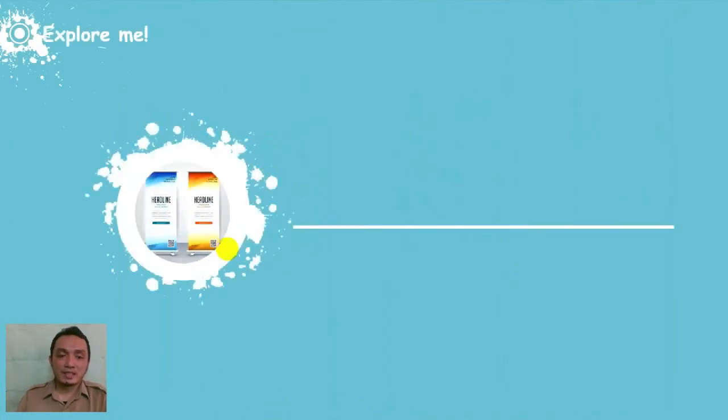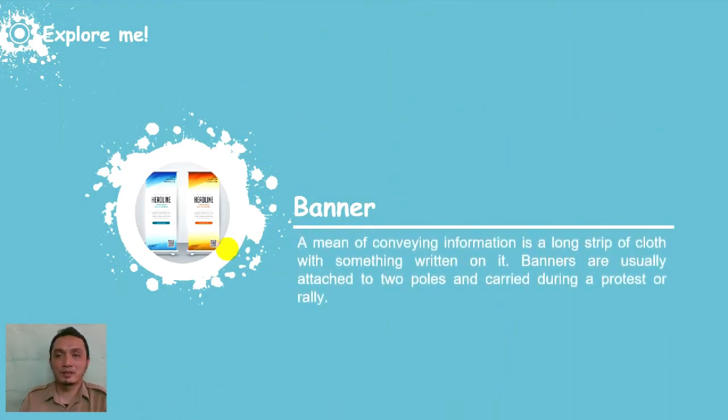And then the last of the discussion is about the banner. What is a banner? I'm sure that you know about banners. Everywhere you find a banner about events, about school registrations, about institutions, or something like that. You can find banners anywhere in your town. A banner is a means of conveying information. It's a long strip of cloth with something written on it. Banners are usually attached to 2 poles and carried during a protest or rally.